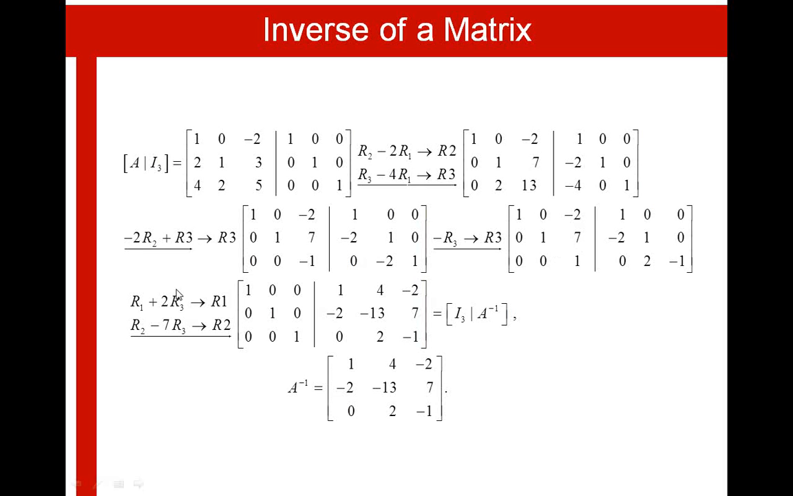How do we accomplish this? By the following two operations: R1 plus 2R3 in R1, R2 minus 7R3 in R2. In other words, we use the last row as our reference. Once we do that, we obtain the identity matrix on the left side and the inverse matrix on the right hand side. And A minus 1 is 1, 4, minus 2, minus 2, minus 13, 7, 0, 2, minus 1. This completes the task.